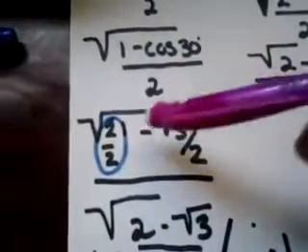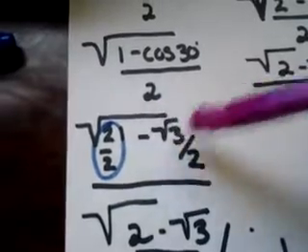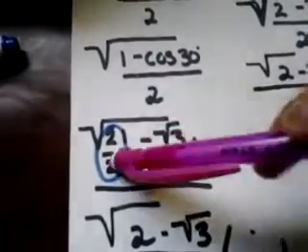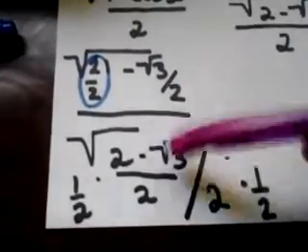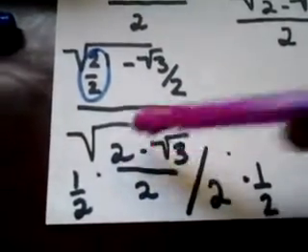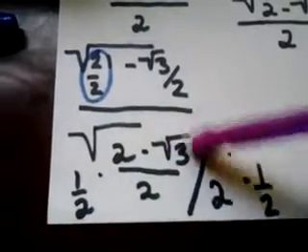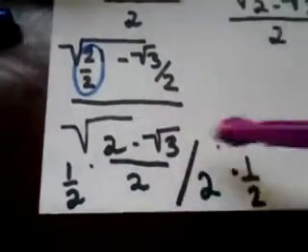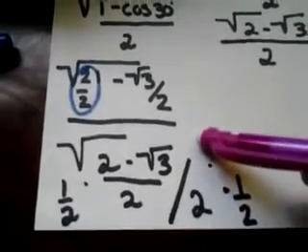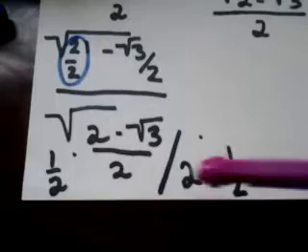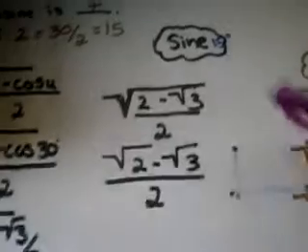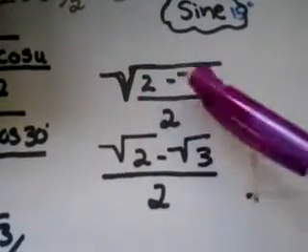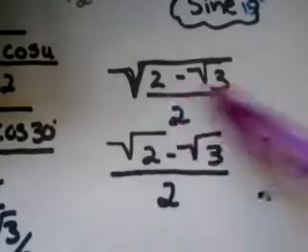So 1 minus square root of 3 divided by 2, we have to make it into equal denominator, so the 1 will turn into 2 over 2. And from there, it'll just be radical 2 minus radical 3 divided by 2, divided by the other 2. And from there, we'll just use the reciprocal of that, and it will cross cancel, and it will give us 2 minus radical 3 over 2.